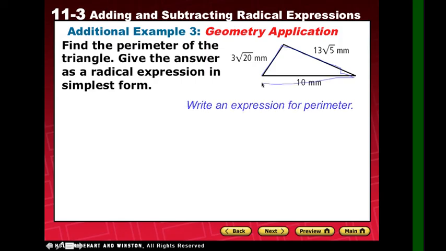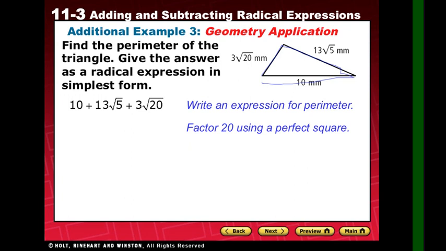Okay? So, ang gagawin lang natin, write an expression of perimeter. So, we have 10 plus 13 square root of 5 plus 3 square root of 20. Hindi natin kailangan ilagay yung millimeter since mag-a-add lang naman tayo. We can write the symbol or the unit of measurement in the end of the solution for the final answer. Next thing to do is factor 20 using a perfect square. So, 20, anong factors ng 20? That's 4 and 5. Hindi pwedeng 10 and 2 kasi pareho silang not perfect. Sabi ko nga kanina, dapat may isang perfect square.